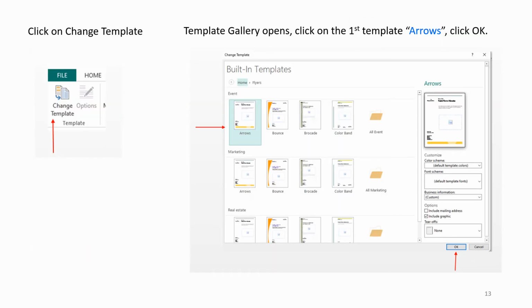Click on Change Template. Template Gallery opens. Click on the first template arrows. Click OK.